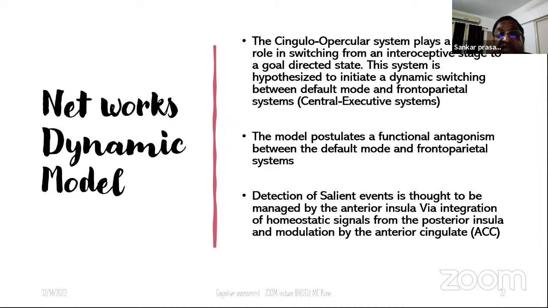Detection of salient events is thought to be managed by the anterior insula, via integration of homeostatic signals from the posterior insula and modulation by the anterior cingulate cortex. So why you should know the insula thoroughly, and what are the functions of the insula and how it is affected in strokes, and what happens in right insular strokes and left insular strokes, and what type of disturbances we get.